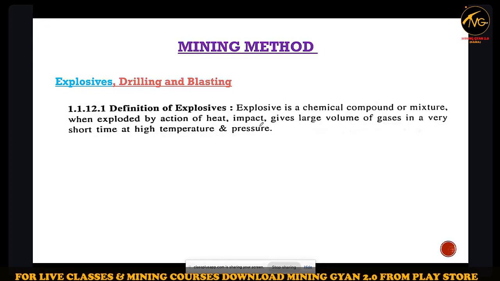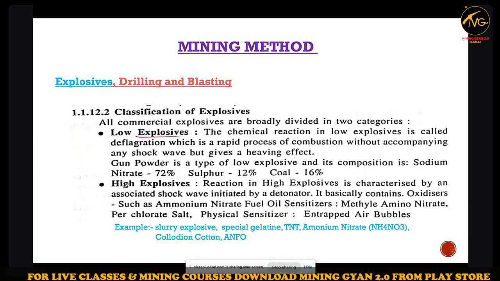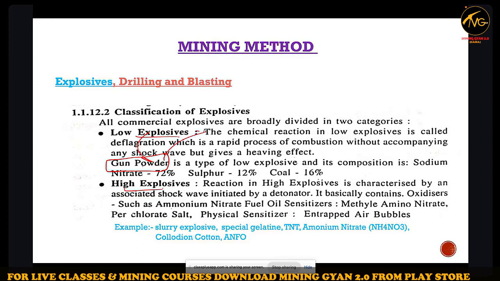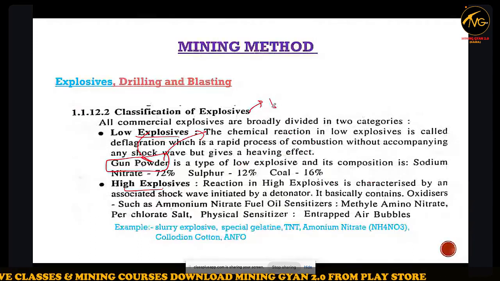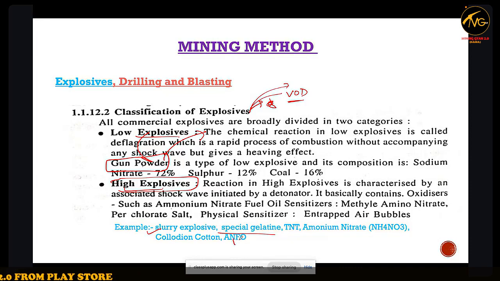Then we discussed explosives. What is an explosive? Classification of explosives: low explosive and high explosive. A common example of low explosive is gunpowder. The effect is low, and VOD is low. In high explosives, we discussed slurry, special gelatin, TNT, ammonium nitrate, collodion cotton, ANFO. We know for high explosives we need a detonator to blast it.